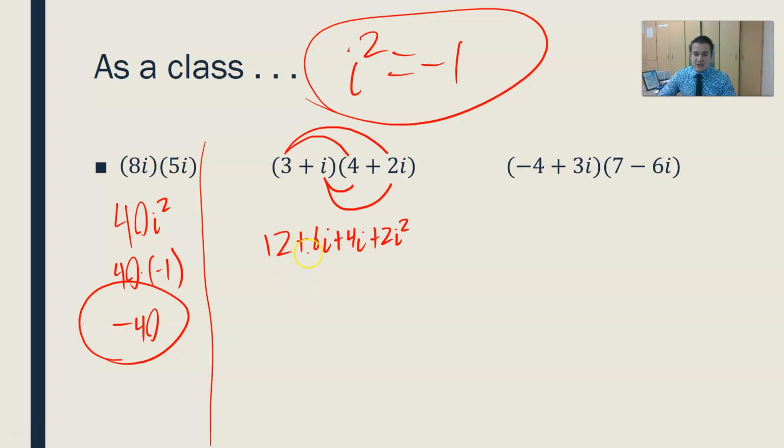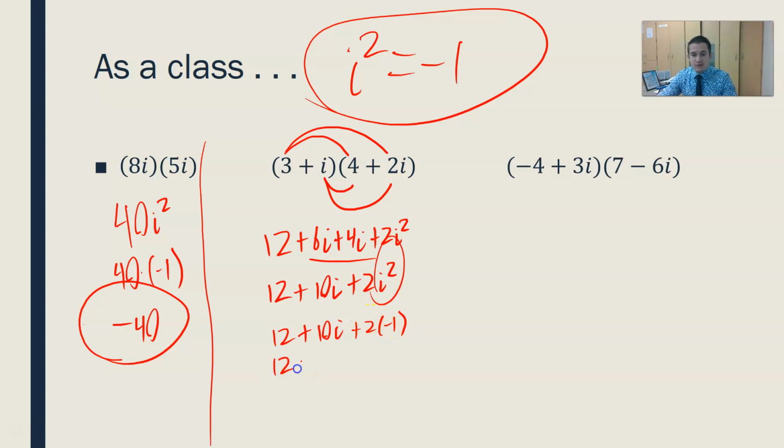So, any like terms I can combine? Yes. 6i plus 4i, that's going to give me 12 plus 10i plus 2i squared. And if this were the polynomial unit, I'd be done. But i squared is equal to negative 1. So really this is 12 plus 10i plus 2 times negative 1.